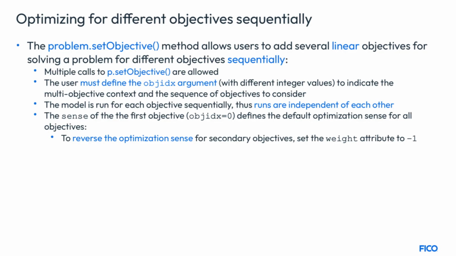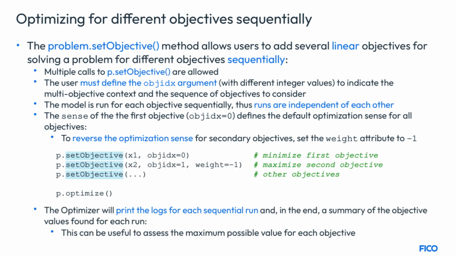The FICO Xpress Optimizer offers the possibility of solving optimization problems with multiple objectives. To optimize several objectives sequentially, the user can add new objectives using the problem method setObjective, passing an objective index argument to indicate the multi-objective context. The model will be run for each objective sequentially, printing the log for each sequential run.